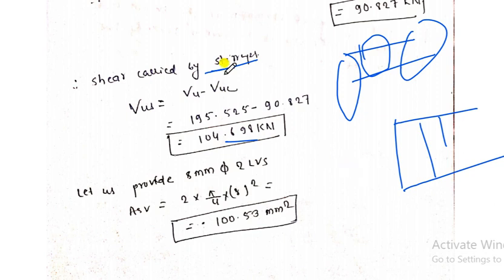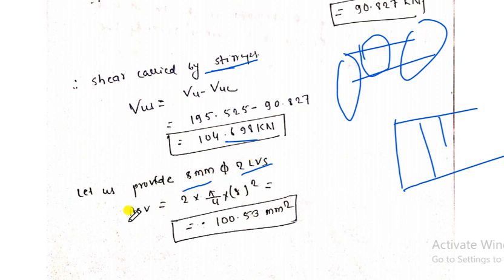Now let us assume that we are going to provide 8 mm stirrups, two-legged vertical stirrups. I hope you know what is meant by two-legged vertical stirrups. I have explained it very clearly in the singly reinforced beam. So we'll provide 8 mm diameter two-legged stirrups.